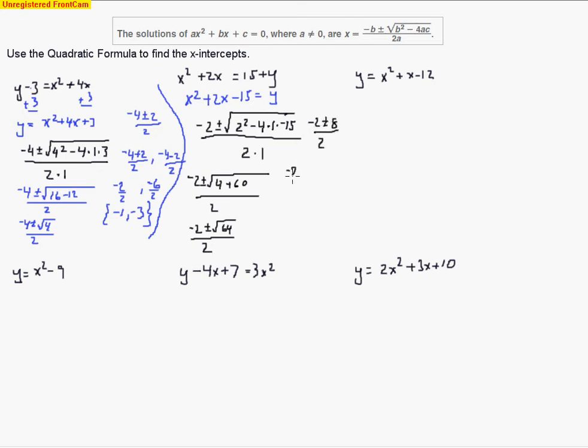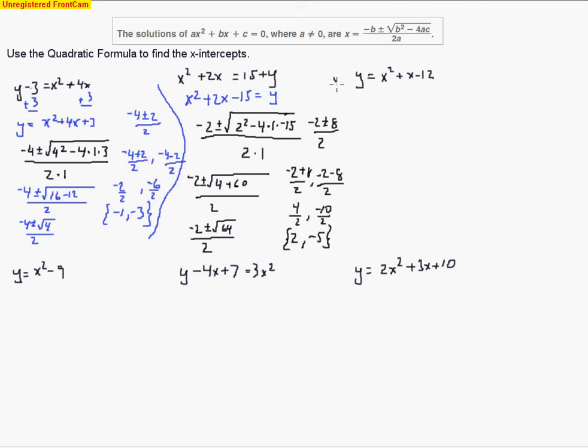Then we can set up our two problems: negative 2 plus 8 over 2 and negative 2 minus 8 all over 2. We end up with 4 over 2, which makes 2, is one of the answers. Negative 10 over 2, which makes negative 5, is the other. Those are the x-intercepts for that one.